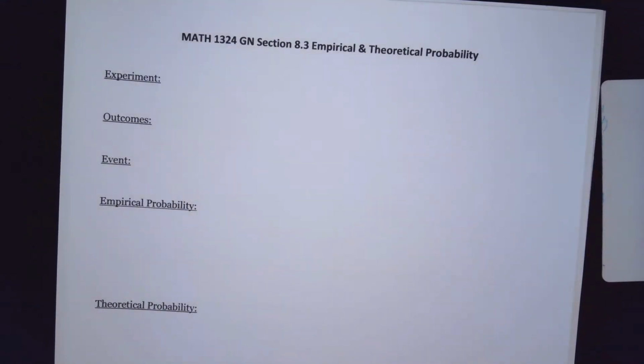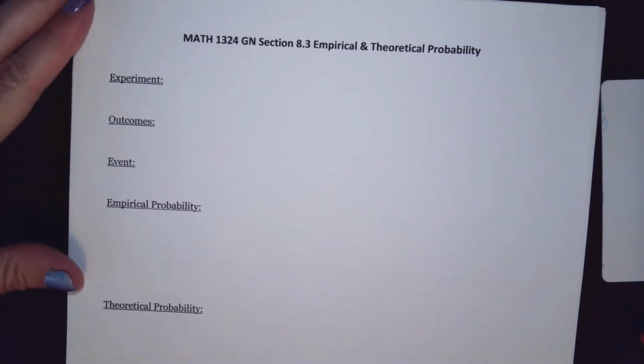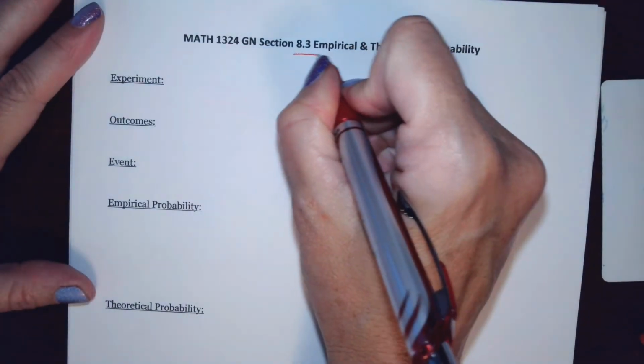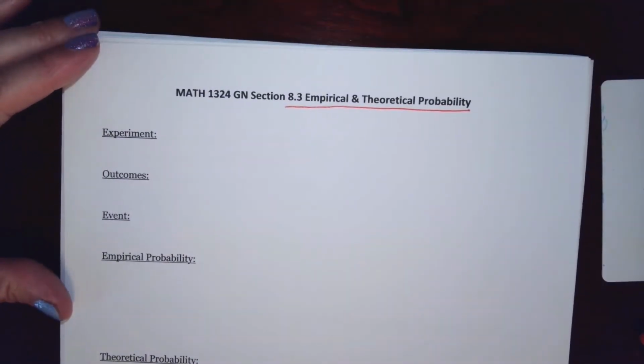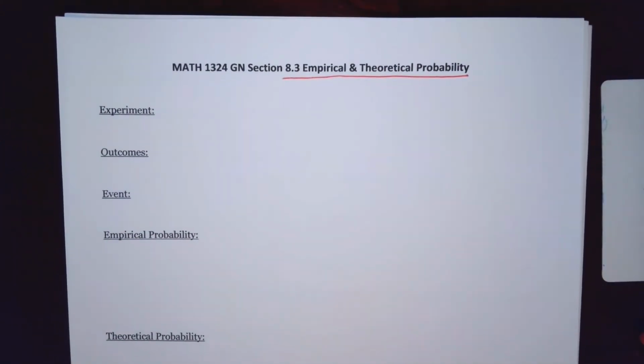As we move into these two sections from Chapter 8 that we're going to go over, we switch gears again and we move on to empirical and theoretical probability. We need to get some definitions out of the way first.